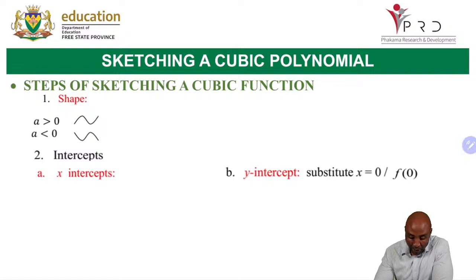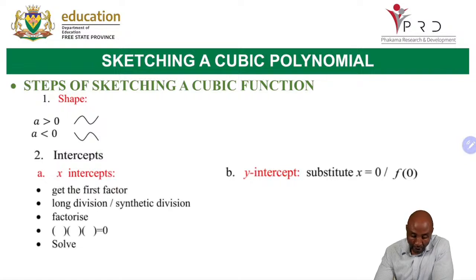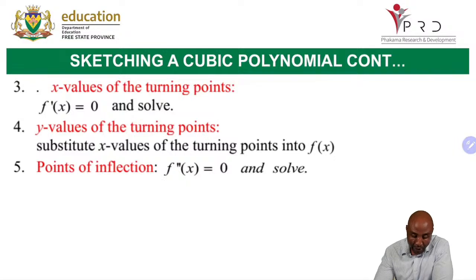And then the intercepts, we use our factor theorem and get the first factor. We can now use long division, synthetic division, or inspection. We can factorize if we can, or use the quadratic formula. We solve to get our x values.